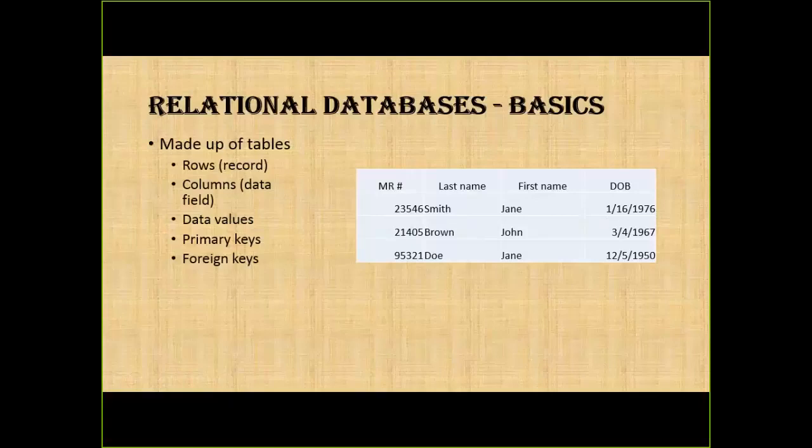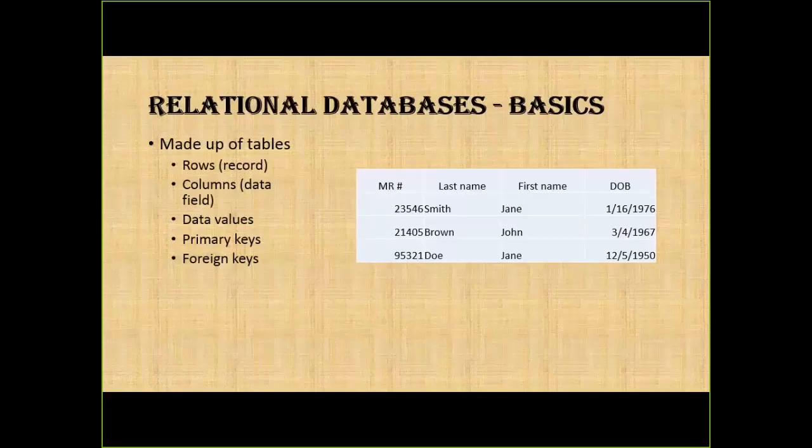Data values are what you see in each cell. So Doe is a data value. March 4th, 1967 is a data value. 21405 is a data value. Primary keys. These are numbers that create a unique row. So in this case, the medical record number would be a primary key, 23546. So we want to make sure for this to represent Jane Smith, whenever you type that number, it should be only associated with that patient and no other patients. That way, it becomes a primary key.